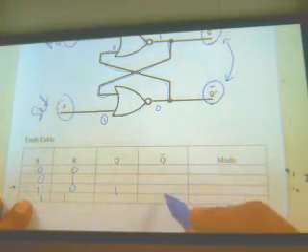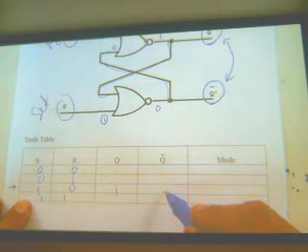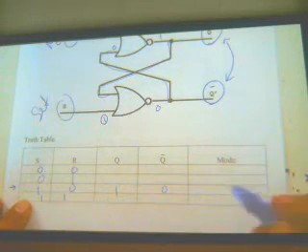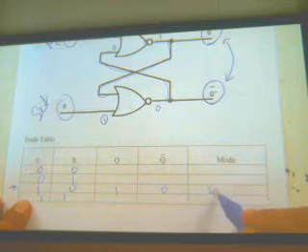So not Q is always the opposite of Q, correct? 0. And the mode here, we call that set.